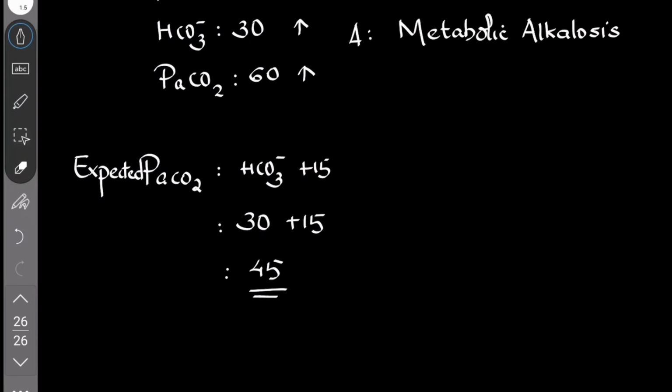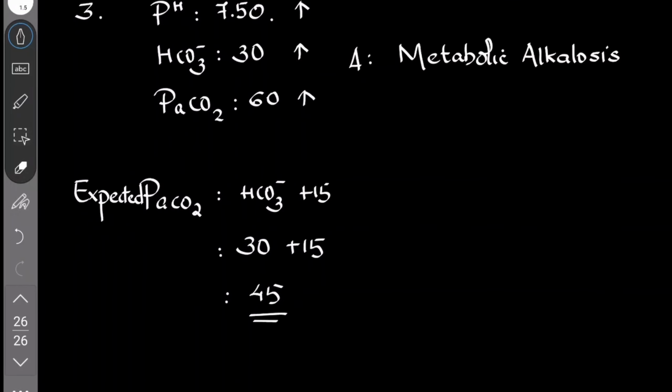But here it's 60, which is more, which means for metabolic alkalosis, the compensation is respiratory acidosis. Respiratory acidosis means more of the CO2. That is, the CO2 should be retained in the body. Yes, it is retained, but the retained CO2 is more than the expected. So it's not properly compensated. We could say that there is an additional respiratory acidosis because it is more than we expected. We expected only 45, but the given value is 60. So two components: metabolic alkalosis and respiratory acidosis.